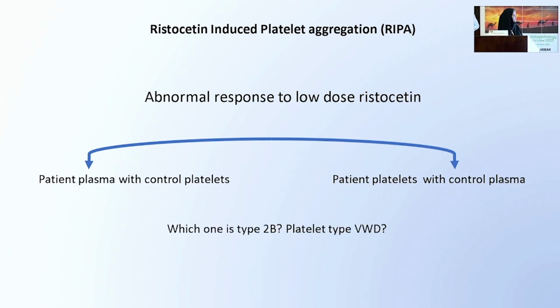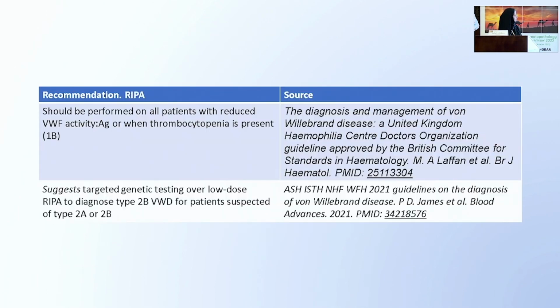So which one is type 2B and which one is platelet type von Willebrand disease? The left panel shows a type 2B where the defect is in the patient plasma containing the von Willebrand factor, whereas on the right side, the platelets are really the defective component.